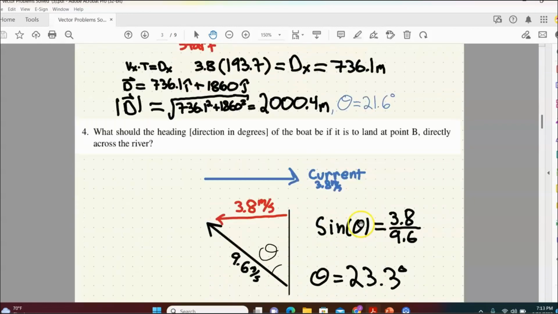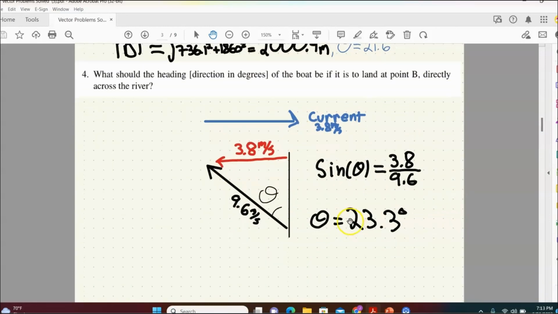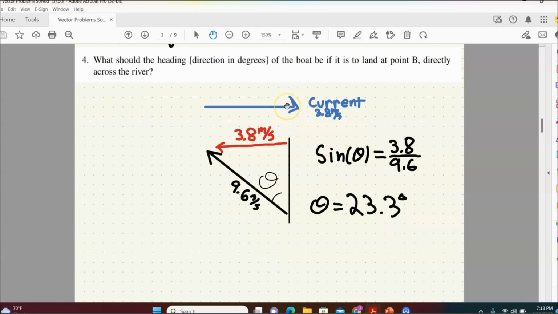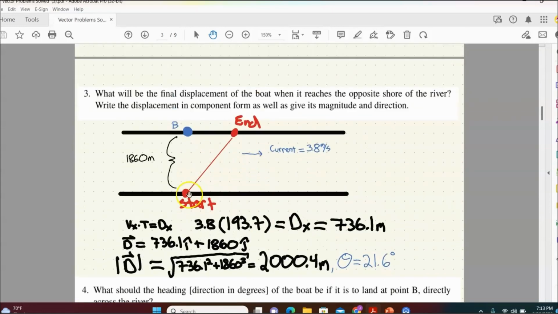Problem 4. What should the heading, direction of the boat, be if it is to land at point B directly across the river? So now, if the boat is to land directly at point B, which way should it head? If you point the bow directly towards B, it won't land at location B because the current will push it and it will land here.